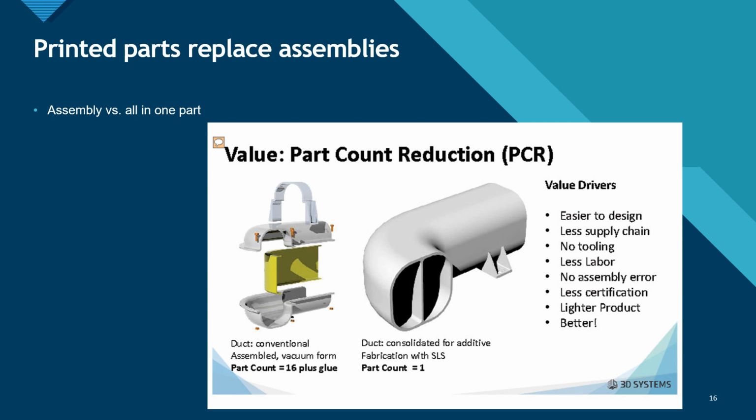Another example of where 3D printing can significantly decrease part cost is in this assembly. Rather than traditionally assembling 3 or more components to make the ductwork, a more complex and efficient ductwork shape could be 3D printed. It was easier to design, there was less supply chain, there's no tooling, there's less labor, no assembly error or cost, less certification. It was a lighter part and a stronger and better part.